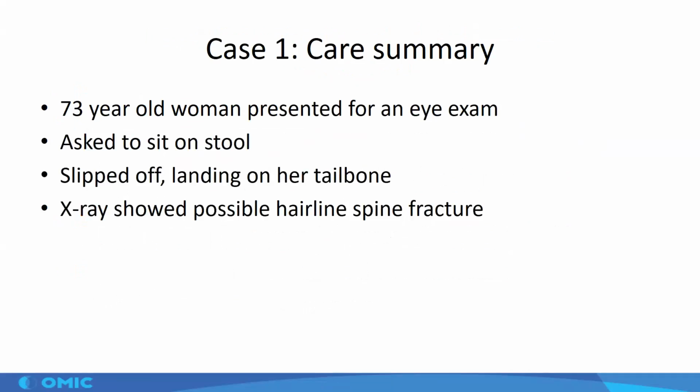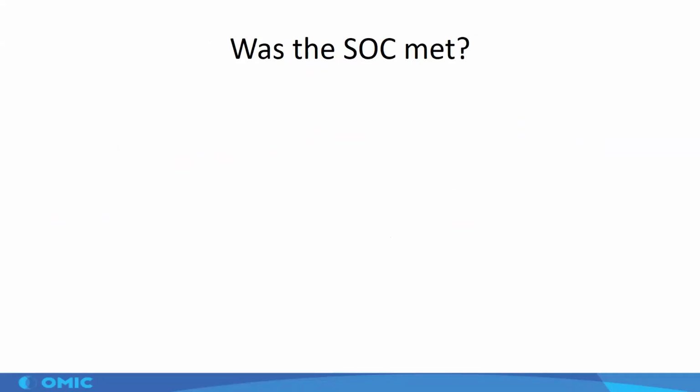So let's look at the first case. This involves a 73-year-old woman who presented for an eye exam. She was asked to sit on a stool. She slipped off the stool and landed on her tailbone and went to the emergency room where an X-ray showed a possible hairline spine fracture. So, should the physician or staff have prevented this fall? Was there any way they should have anticipated that the patient would have problems?